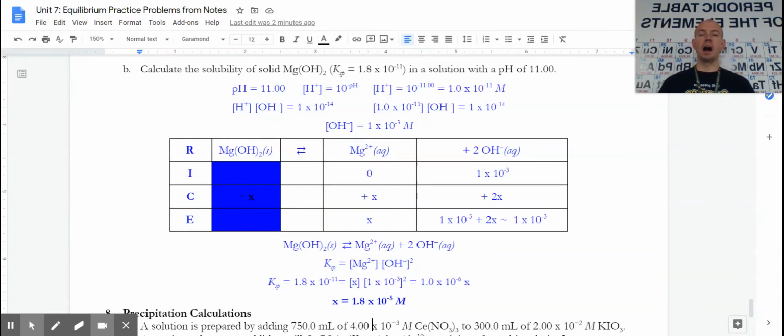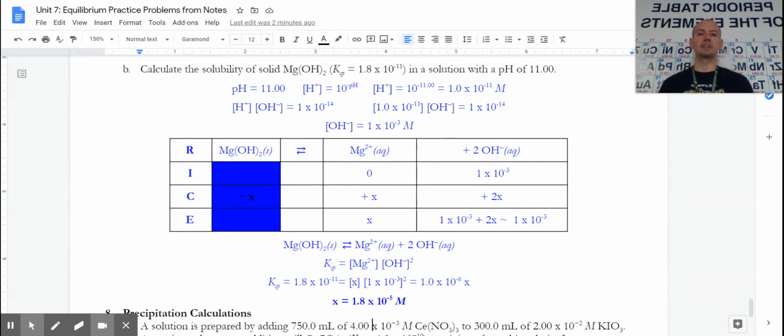7b is also a common ion effect or Le Chatelier's principle with solubility, but in this one, we're looking at it in terms of an acid or base. So we have solid magnesium hydroxide, which dissociates like this. So it gives me the hydroxide ion. It gives me this Ksp down here.